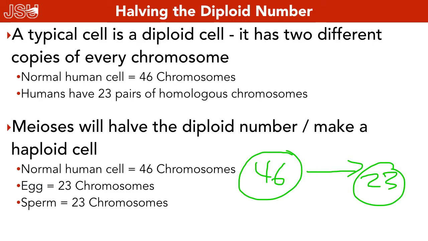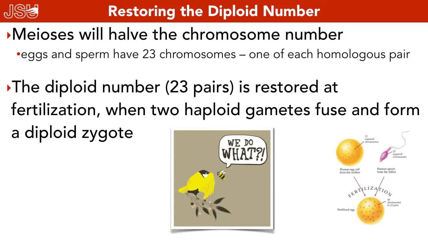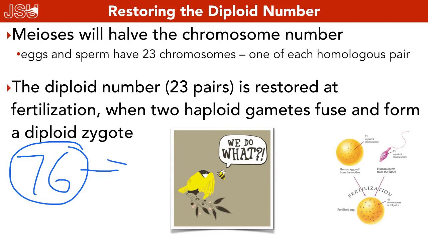Okay. So meiosis will halve the chromosome number. So if you have 46 chromosomes, your sperm or your egg cell will have 23 chromosomes. If something has 76 chromosomes, and assuming it follows the same rules, how many chromosomes would be in that gamete? That's 76, right? That's the diploid number. What's half of 76? 38.